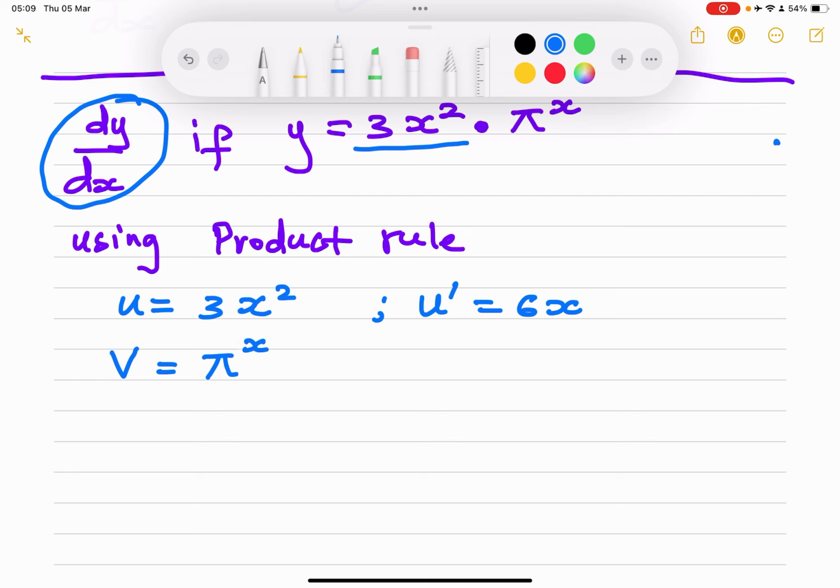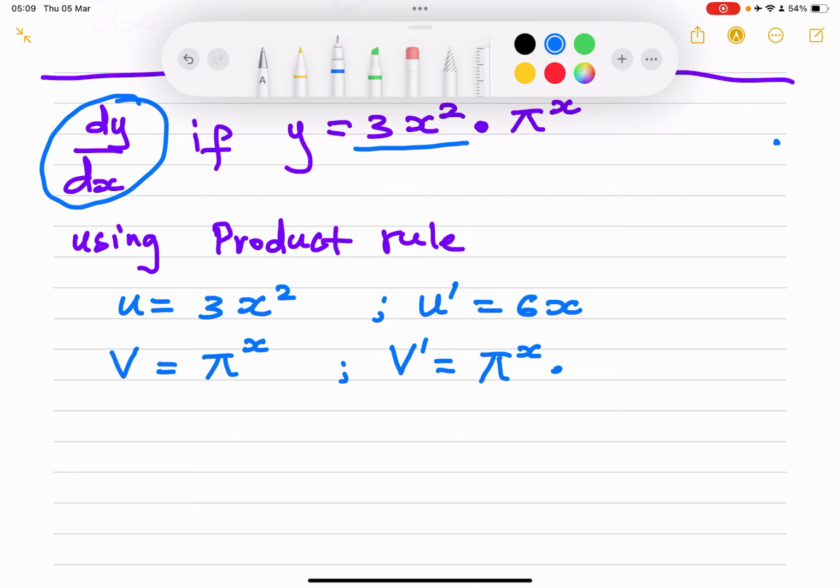This is an exponential equation because x is the exponent. We need to be careful here when we differentiate it. This is how we do it. The derivative of v, you always write it the same way it is first, which is pi to the power x.